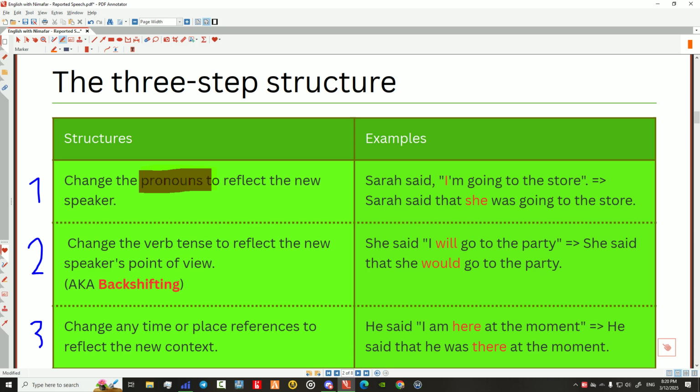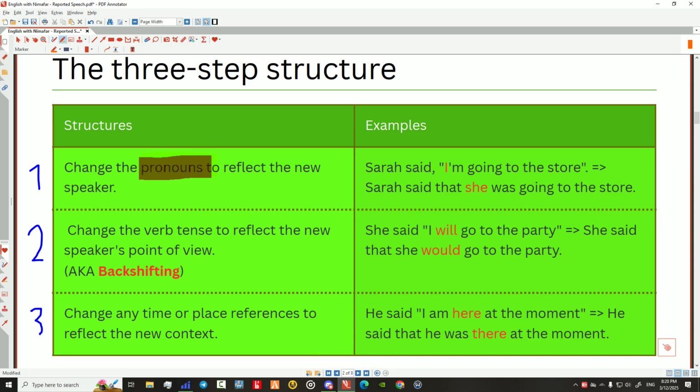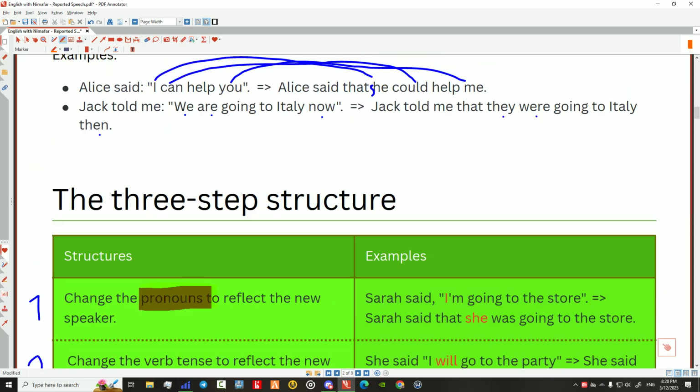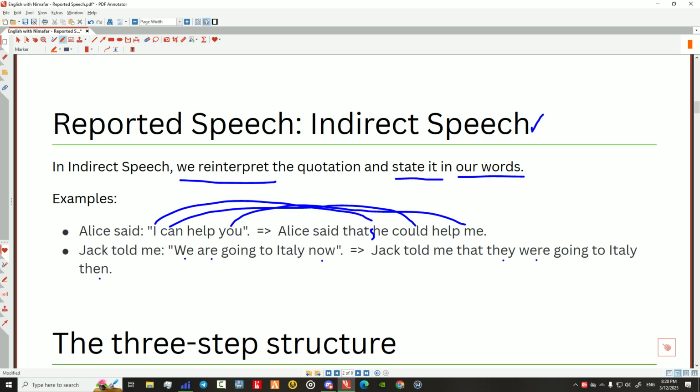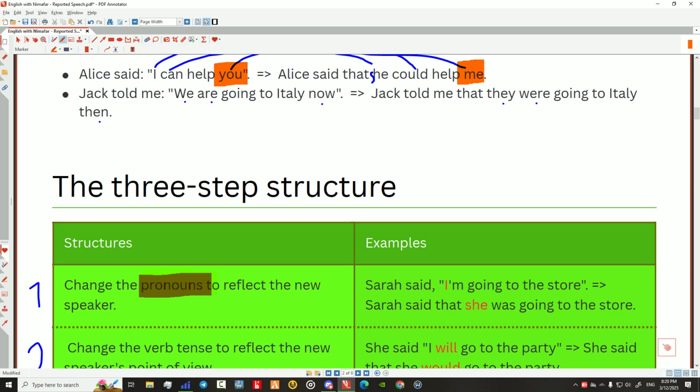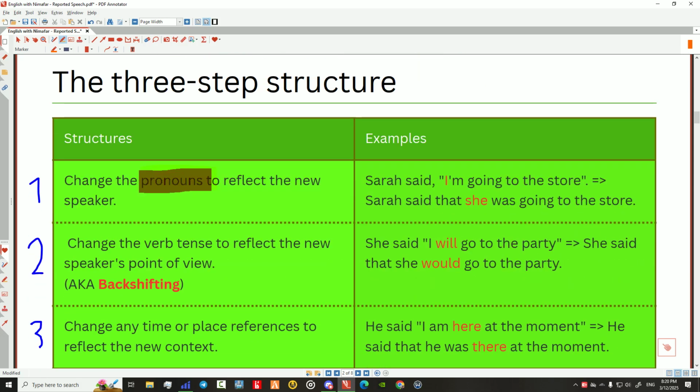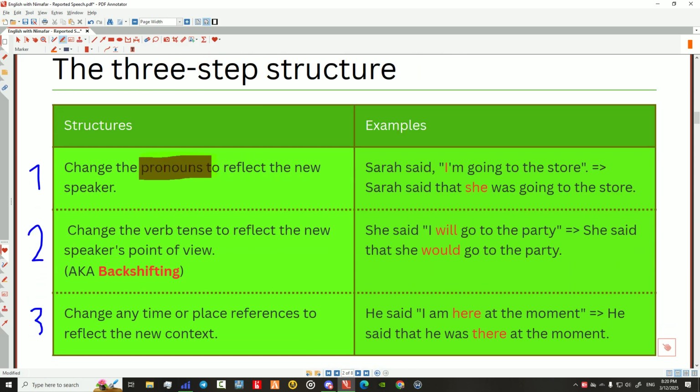So first step, change your pronoun. And here, not necessarily the subject. For example, here you said, Ali said, I can help you. He could help me. Anything that you see as pronouns technically should be changed, unless you are the subject of this one. I mean, you are targeted.